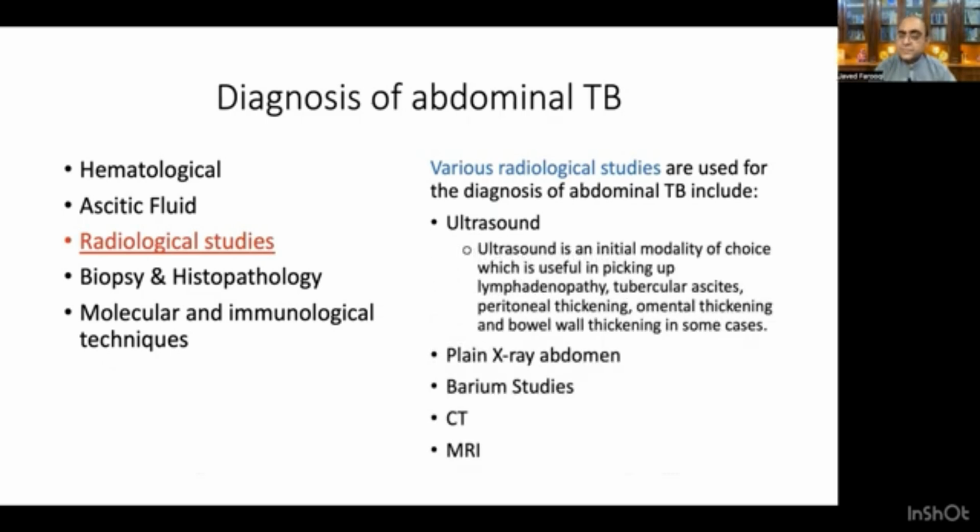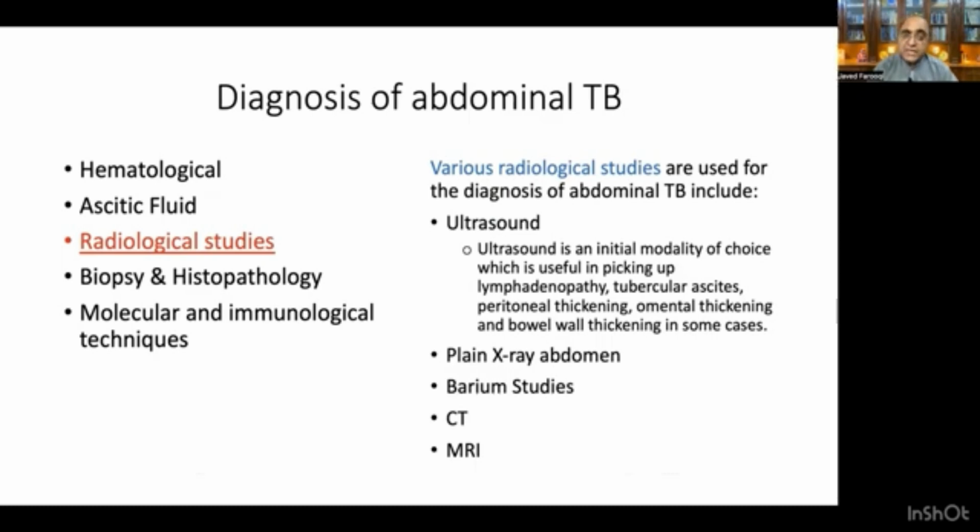Coming to the ultrasound, ultrasound is an initial modality of choice which is useful in picking up lymphadenopathy, tubercular ascites, peritoneal thickening, omental thickening, and bowel wall thickening in some cases. So the role of ultrasound in abdominal tuberculosis is that it can tell that there are lymph nodes, ascites is there, and you then aspirate that, do the diagnostic tap, and do the analysis.